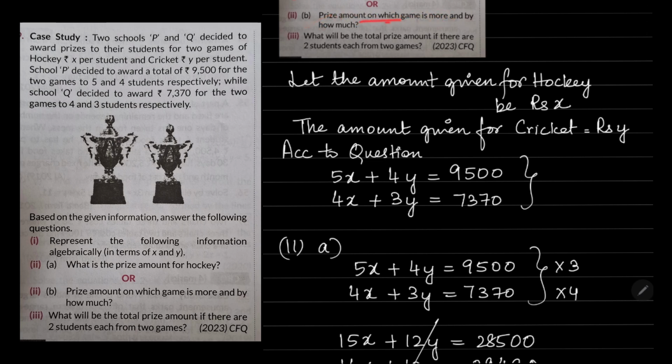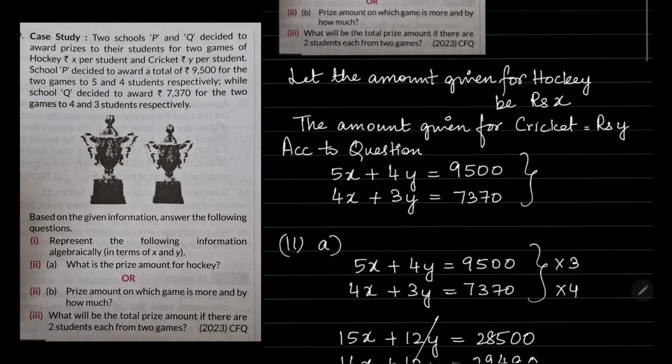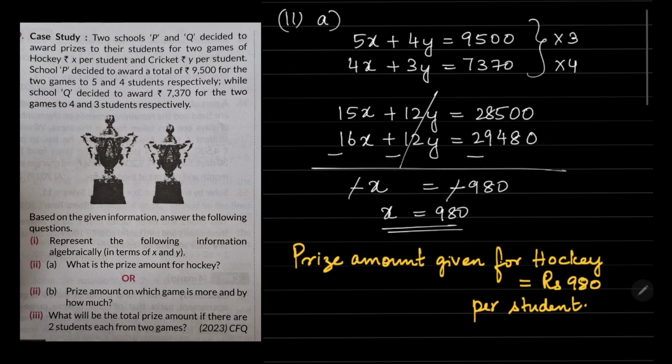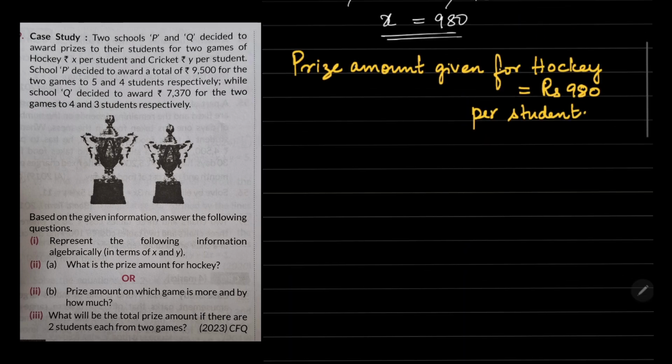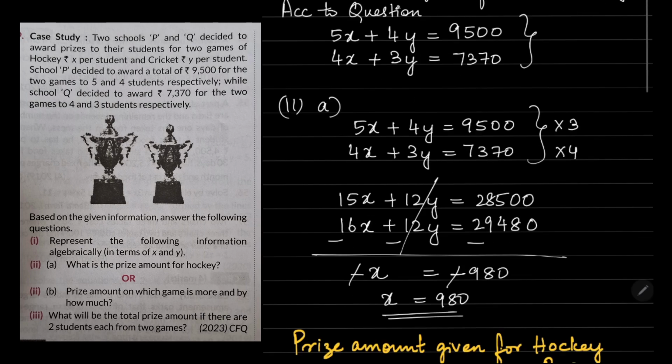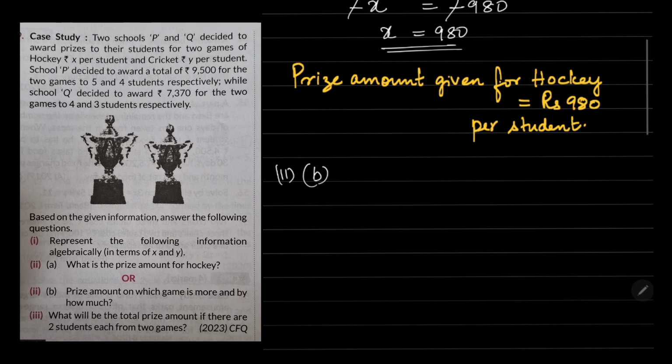Prize amount on each game, on which game is more and by how much amount. So for that you have to check: is x greater or y greater? For which of the two games is the prize amount more? So you have to calculate y as well. Now that we know x, let us substitute x in any one of the equations. Let's substitute in the first one. In the second question, this is your part B.